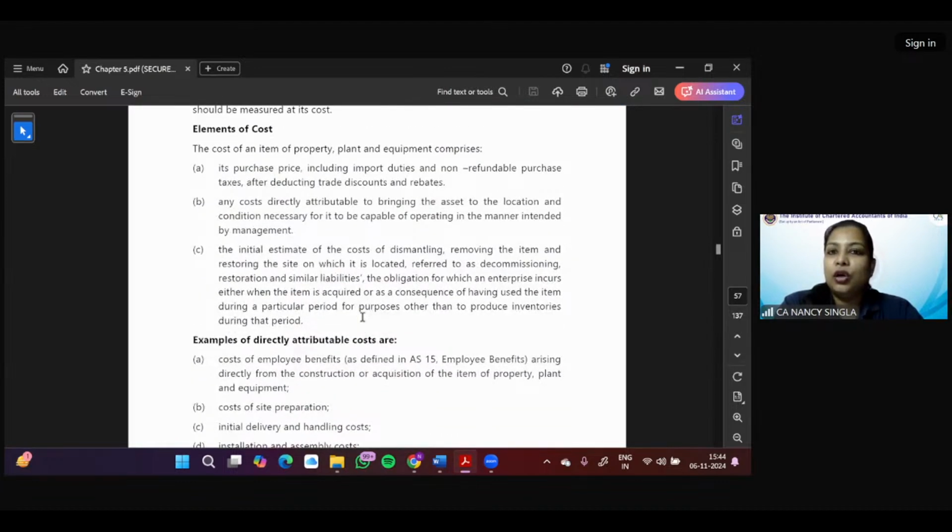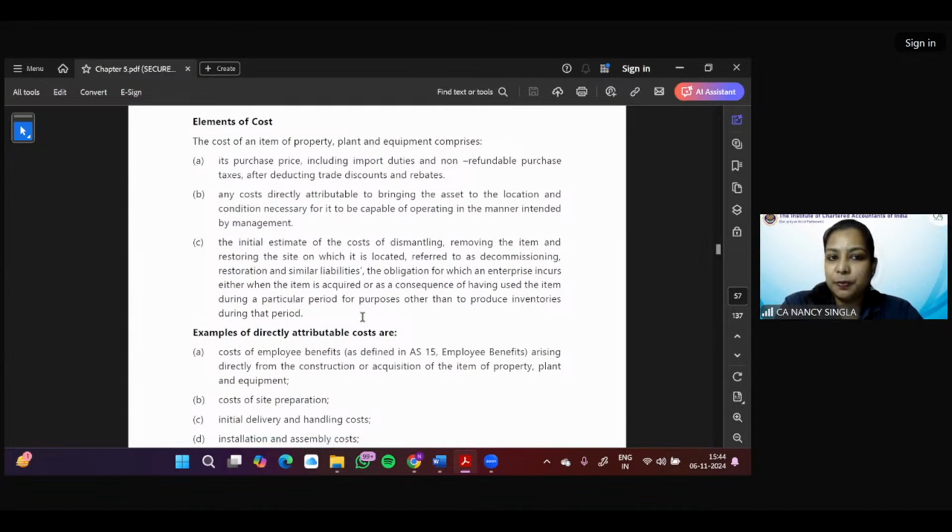So what all will form the elements of the cost of PPE? It can be your purchase price, including import duties and non-refundable purchase taxes, after deducting trade discounts and rebates. Any cost directly attributable to bringing the asset to the location and condition necessary for it to be capable of operating. And then the initial estimate of the cost of dismantling or removing the item or restoring the site on which it is located, referred to as decommissioning, right?